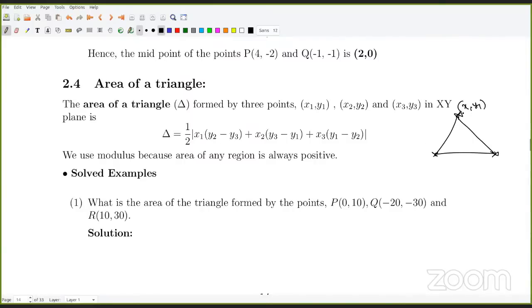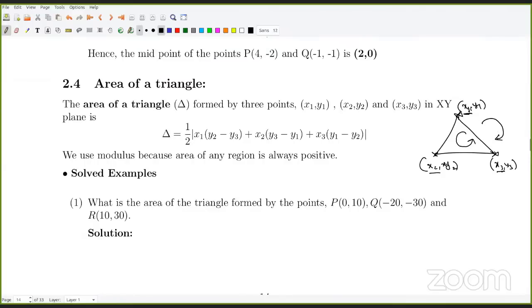So you can take clockwise or anti-clockwise, that doesn't matter. But once you fix x1, y1, x2, y2, x3, y3, then you shouldn't change the order. So if I take x1, I need to multiply it with y2 minus y3. When I take x2, now y3 minus y1. When I take x3, then y1 minus y2. So I took anti-clockwise direction. Even you can take clockwise direction, that doesn't matter.